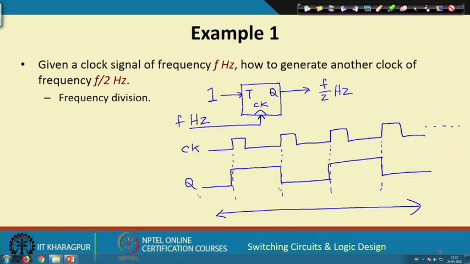Now, another advantage is that in the output of Q, the on period and the off period of the clock, if you call them T on and T off, will be exactly equal, and they will be equal to the time period of the original clock signal. If this was your time period, both T on and T off will be equal to the time period. So, I will be getting an exactly square wave with equal on and off durations, right. So, this is one example.